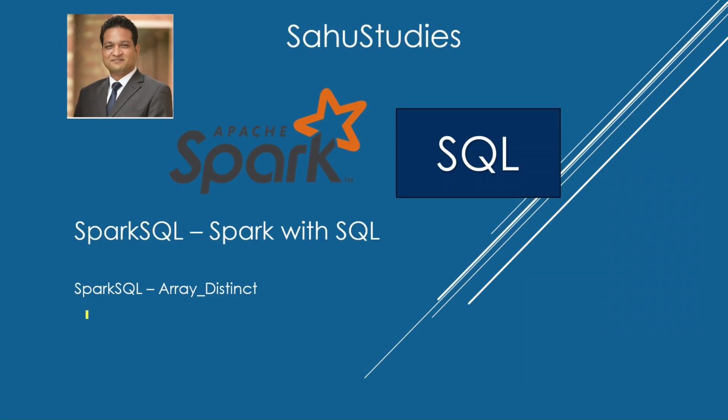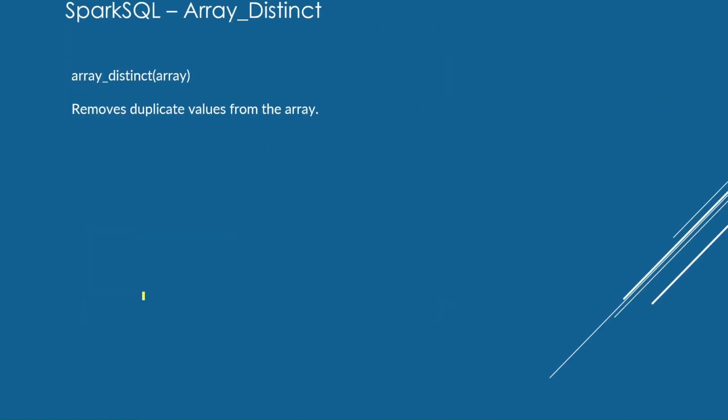In this video, we are going to talk about the array distinct function in Spark SQL. So why do we use the array distinct function? Whenever there is a requirement to remove duplicate values from an array, we can use array distinct. It is used to remove duplicate values from the array, and this is the method signature.